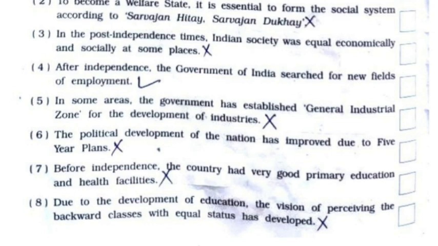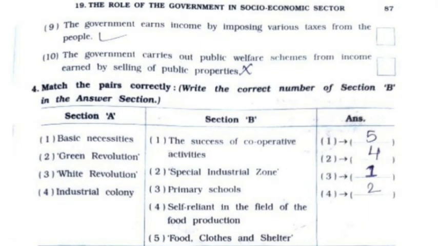Seventh, before independence, the country had very good primary education and health facilities. It is false. Eighth, due to the development of education, the vision of perceiving the backward classes with equal status has developed. It is false. Ninth, the government earns income by imposing various taxes from the people. It is true. 10th, the government carries out public welfare schemes from income earned by selling of public properties. It is false. Now we'll continue with question number 4, that is match the following.